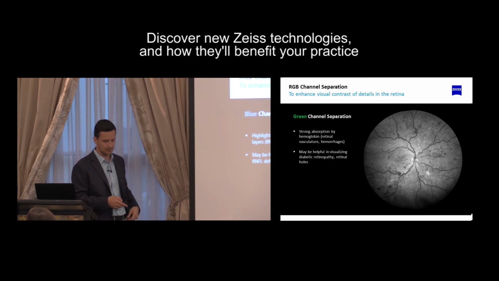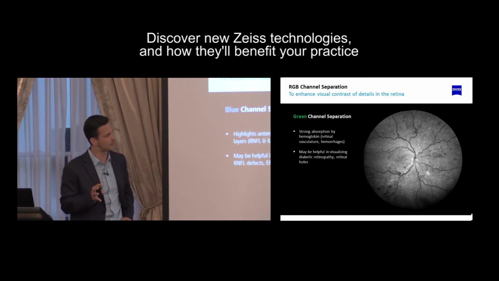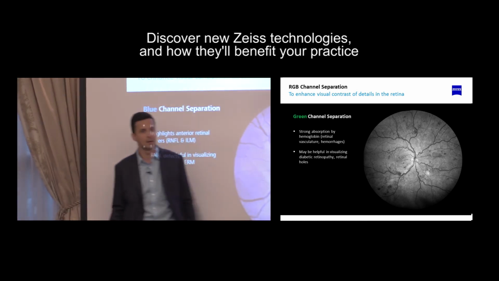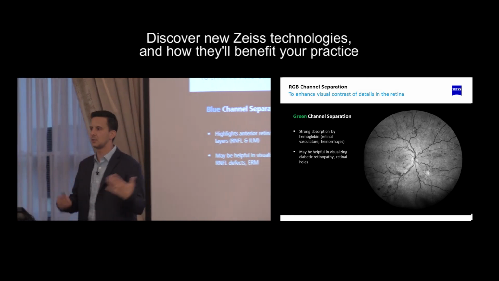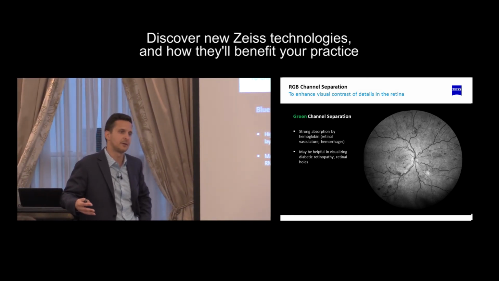But this piece right here I wanted to highlight for you, because the blue on this, I like the blue a lot better than what I've seen on some of the traditional cameras, and just because of what you get with the RNFL. And if you don't have an OCT and you want to know what's happening with an epiretinal membrane, the blue can be a really useful channel there as well.